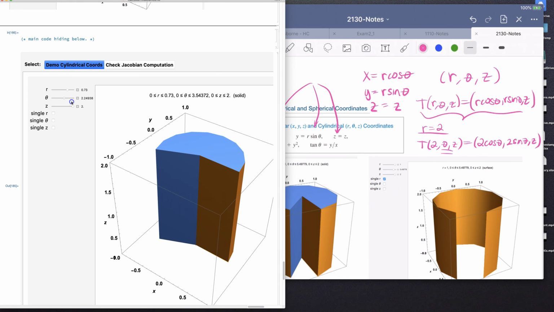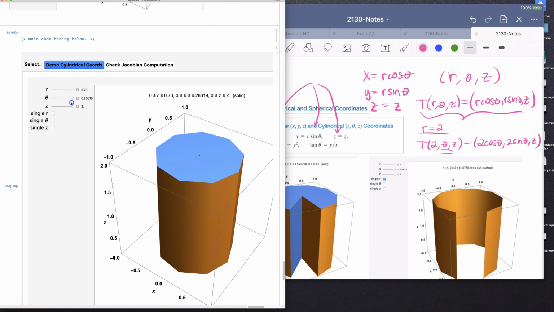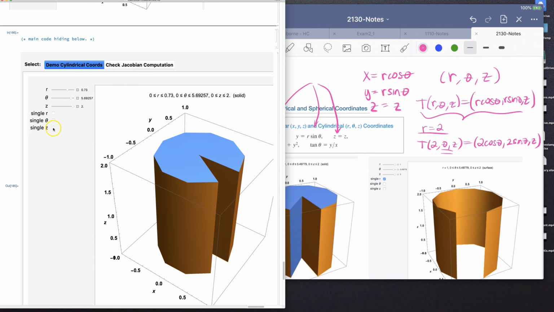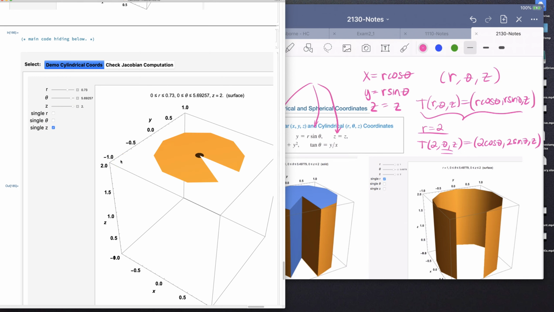Okay, and let's let theta get bigger and bigger. Okay, so here's what we have. If we fix the value of z, right, now we make z equal to some constant, like in this case, z is equal to 2. The transform would be r and theta are the only variables allowed to move. Z is equal to 2, and we'll get r cosine theta, r sine theta, 2.